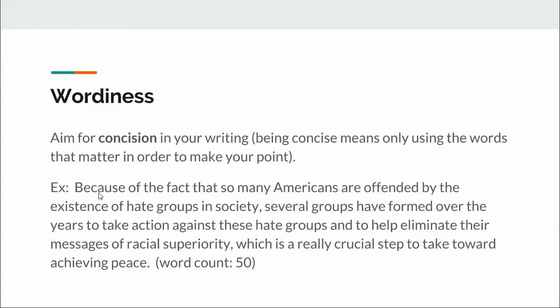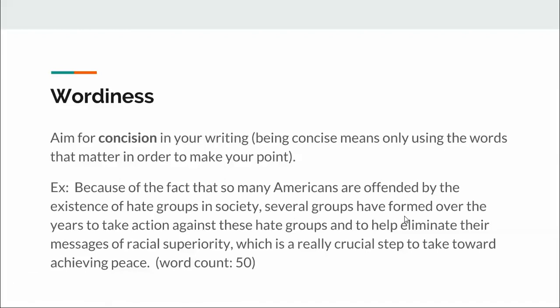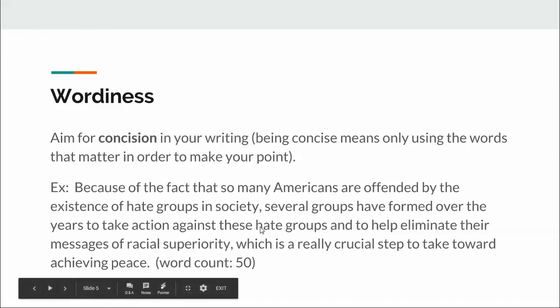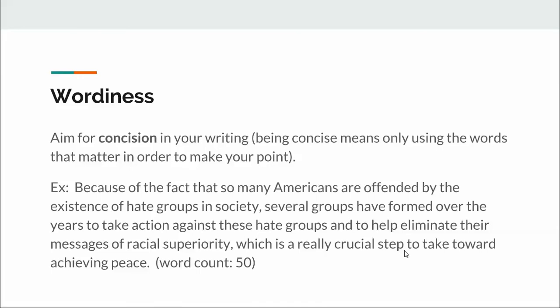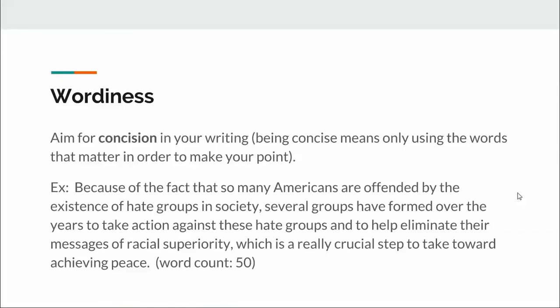Because of the fact that so many Americans are offended by the existence of hate groups in society, several groups have formed over the years to take action against these hate groups and to help eliminate their messages of racial superiority, which is a really crucial step to take towards achieving peace. Now that's a really long sentence. It has an important main idea, but it's kind of hard to figure out what that main idea is at times, again, because of the unnecessarily high word count, which in this case is 50 words.